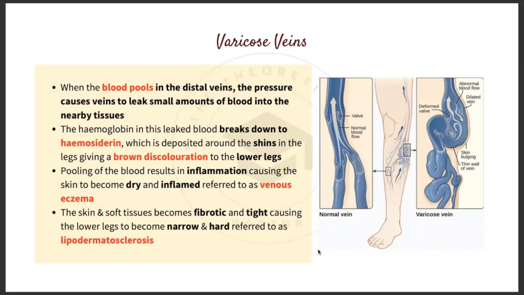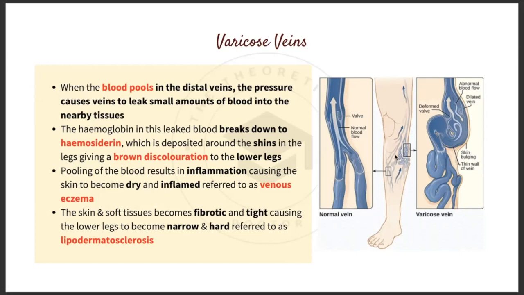So when the blood pools in the distal veins, it causes an increase in pressure. This increase in pressure will cause the veins to leak out small amounts of blood into the nearby tissue. Now some blood is being leaked out, right? What happens next is the hemoglobin from that leaked blood breaks down into hemosiderin, and this hemosiderin will be deposited around the shins in the legs, giving a brown discoloration to the lower legs. But apart from that, this pooling of blood also causes inflammation.